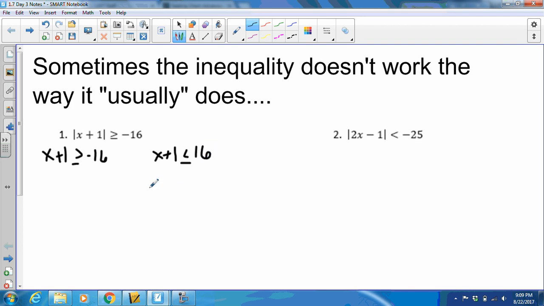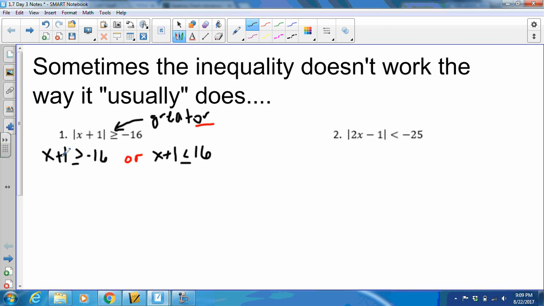If we look at our original inequality, we can see that we have a greater than or equal to inequality. Remember, that's going to come in very handy later on. So it's an OR.